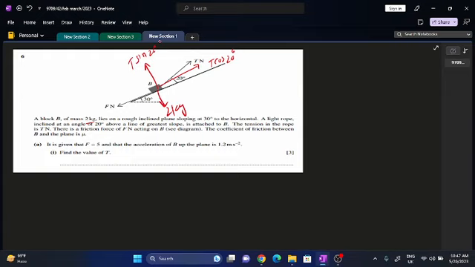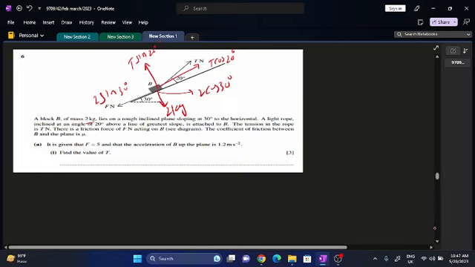Next is the weight, with the incline angle of 30 degrees. Since it's acting downward, here it would be 20 cos of 30 degrees and here would be 20 sine of 30 degrees. All right, it's fine now, so you can proceed.